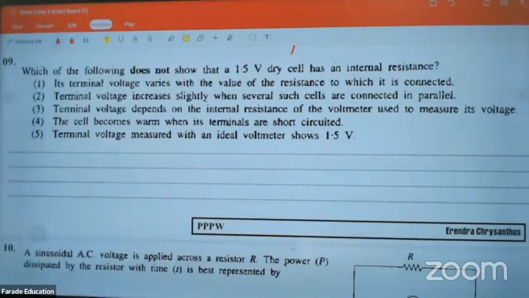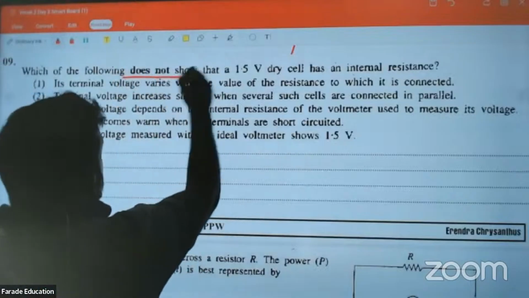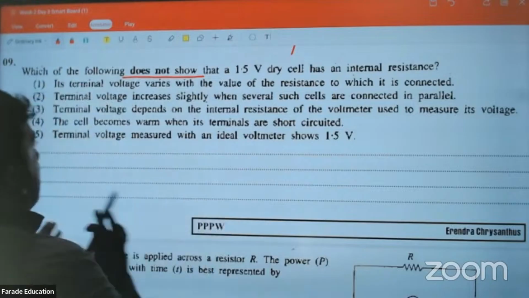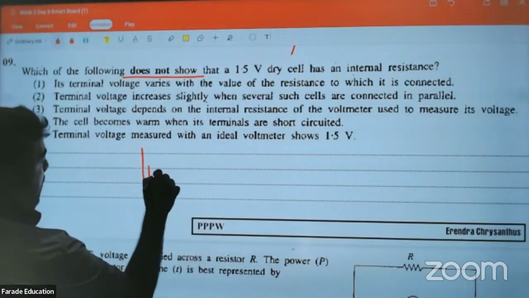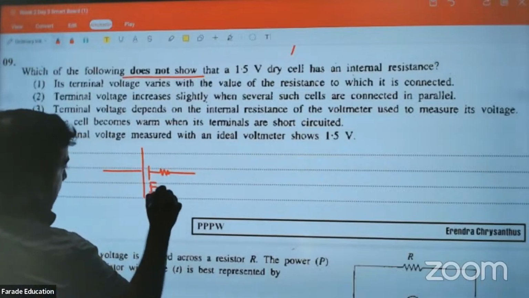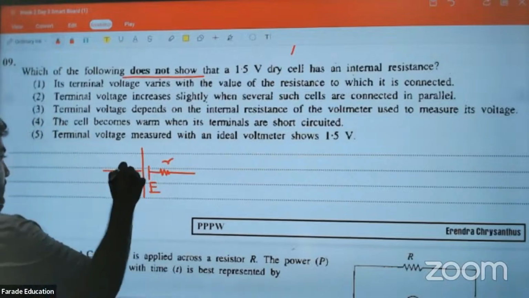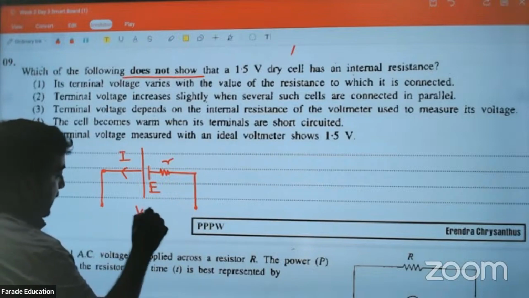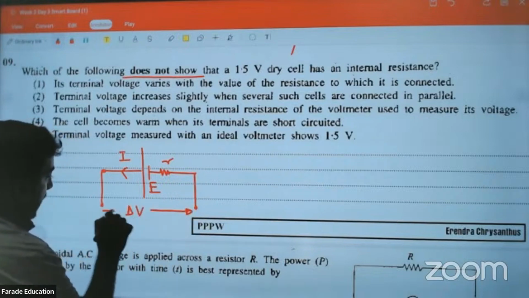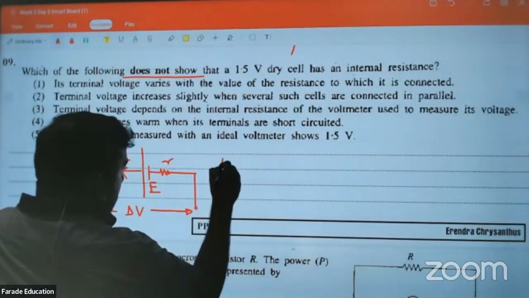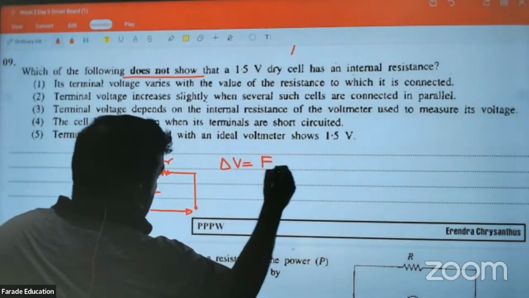Which of the following does not show 1.5 volt in a dry cell? The dry cell has an internal resistor. Now remember, when you have a battery, there is an internal resistor. Here EMF, here small r. So when a current is coming out, the actual potential difference here is not E, right? The actual potential difference is E minus Ir.